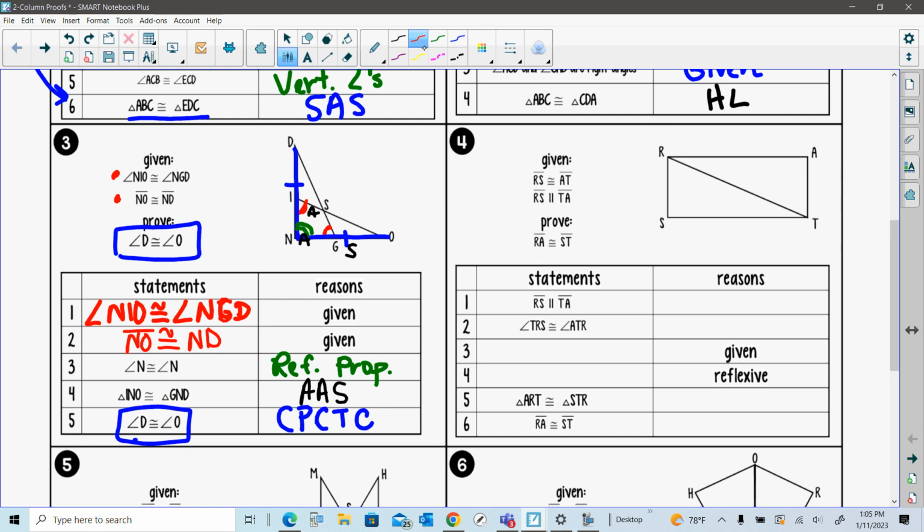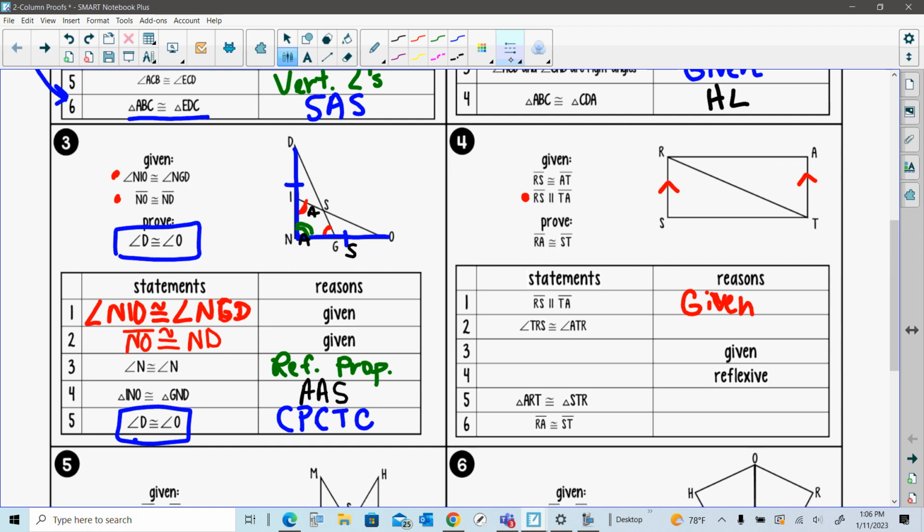Okay, so on number 4, start off given. Always given is the first line. And I see it right here. RS is parallel to TA. So I need an arrow and an arrow. And if you have parallel, then now you can mark what? What do you have to mark with parallel?